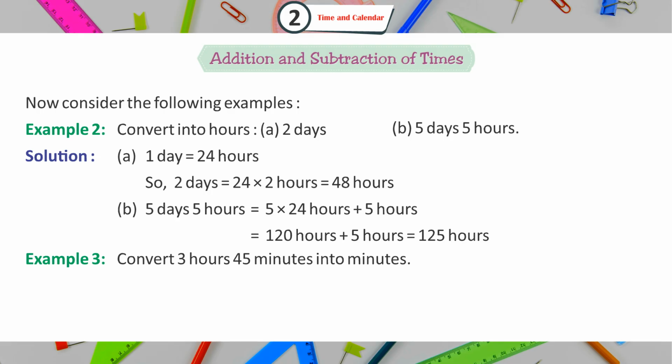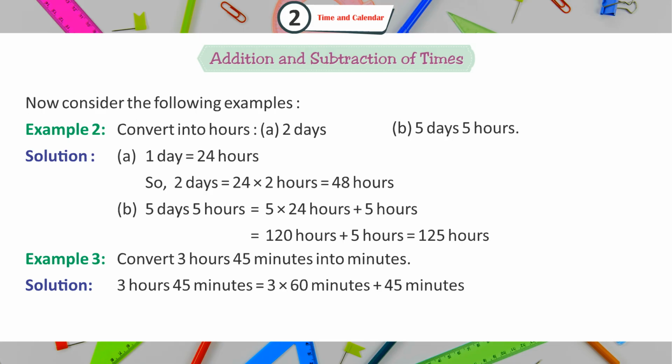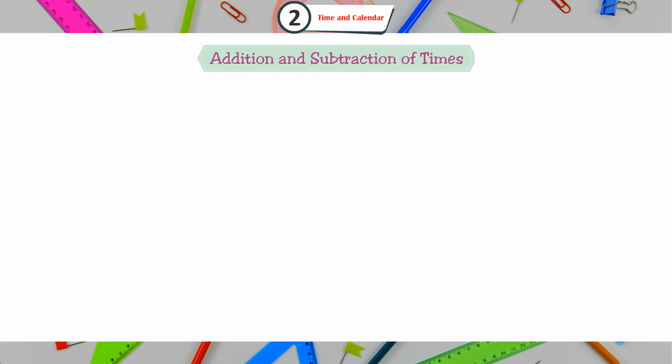Example 3. Convert 3 hours 45 minutes into minutes. Solution: 3 hours 45 minutes is equal to 3 into 60 minutes plus 45 minutes, which is 180 plus 45 minutes, which is 225 minutes.